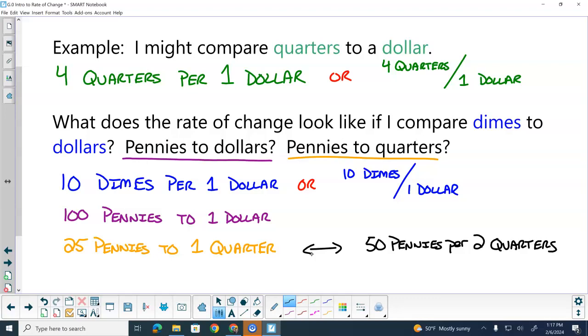But orange compared to purple, compared to blue, compared to green, those are all different rates of change because we're making different comparisons. Okay?